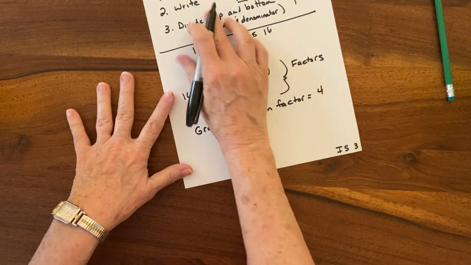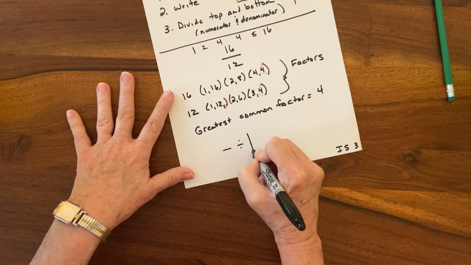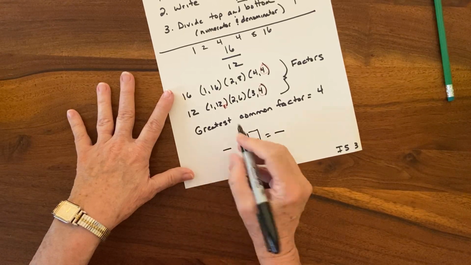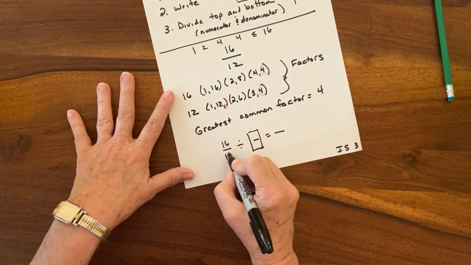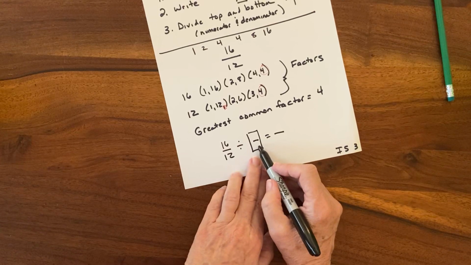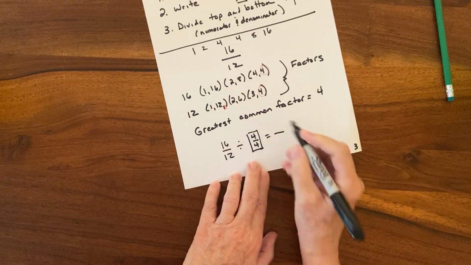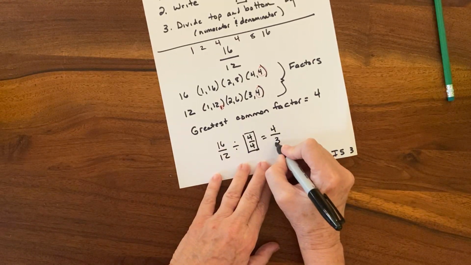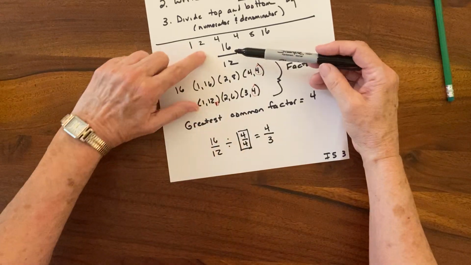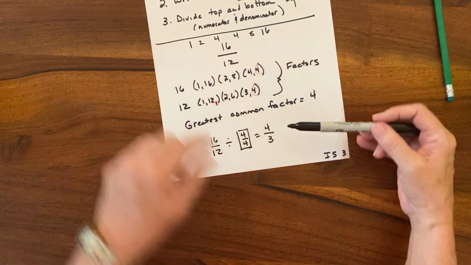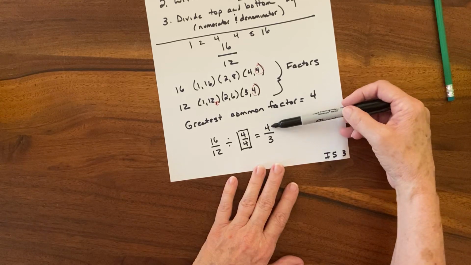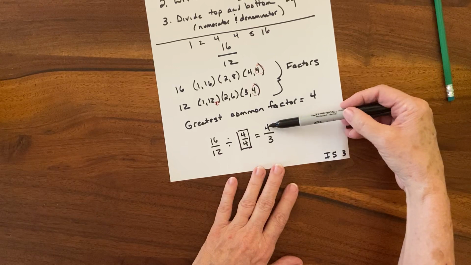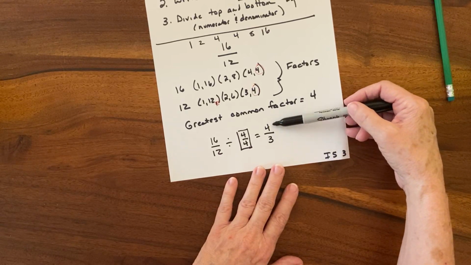So I'm going to write my bar, divide, box equals line. So 16 twelfths, this is my greatest common factor here. So 16 divided by 4 is 4. 12 divided by 4 is 3. So when I reduce this ratio to lowest terms, I find for every 4 boys I have, I'm going to have 3 girls, right? So that's my ratio in lowest terms.